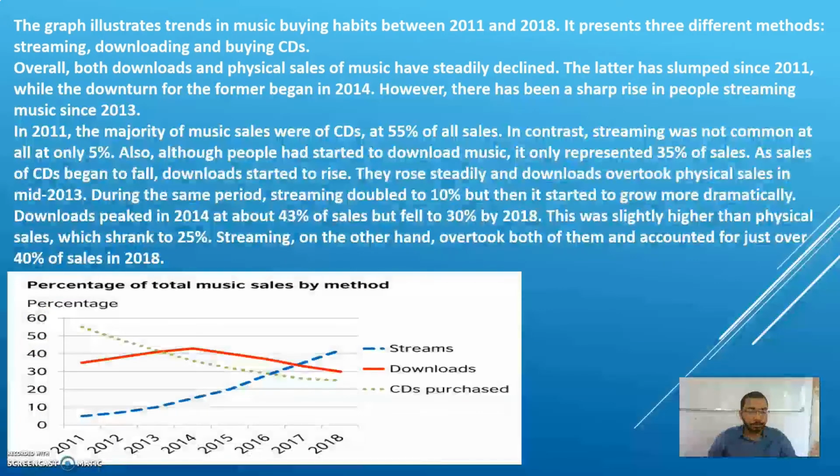So let's study this. In 2011, the CD sales were somewhere around 55, and from there it is continuously declining, and when it reached 2018 it is somewhere close to 26 or 28, we can say. Okay, now we study the red line, the downloads. It was somewhere around 35% in 2011, and it peaked, that means it was maximum in the year 2014, and then it again declined, and right now in 2018 it is somewhere around 30%.